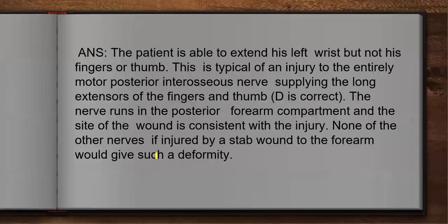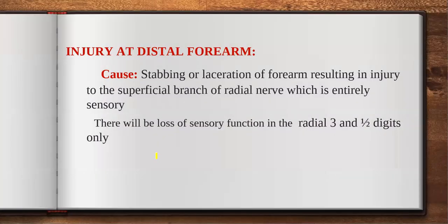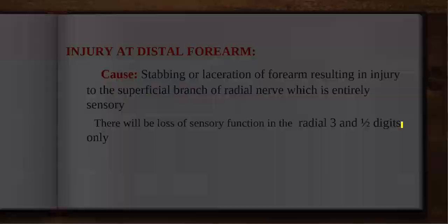If it is injured at the distal forearm, that means at or around the wrist, usually that occurs if anyone stabs you in the forearm. In that case, the patient usually injures the superficial branch of the radial nerve. And the exceptional thing about that is that it is entirely sensory. So only sensory loss will be here. There will be no motor loss. And loss of sensation will be those 3.5 fingers only. So it's very easy if you understand it.